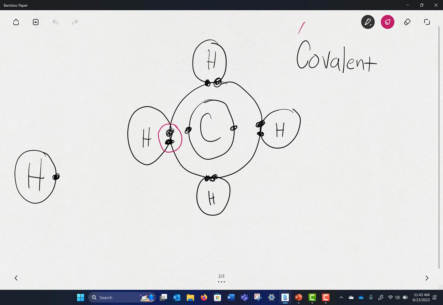This is non-polar covalent bonding. Everyone is sharing and they're sharing equally. By the way, we would write this CH4, 1 carbon, 4 hydrogens. This is methane gas.